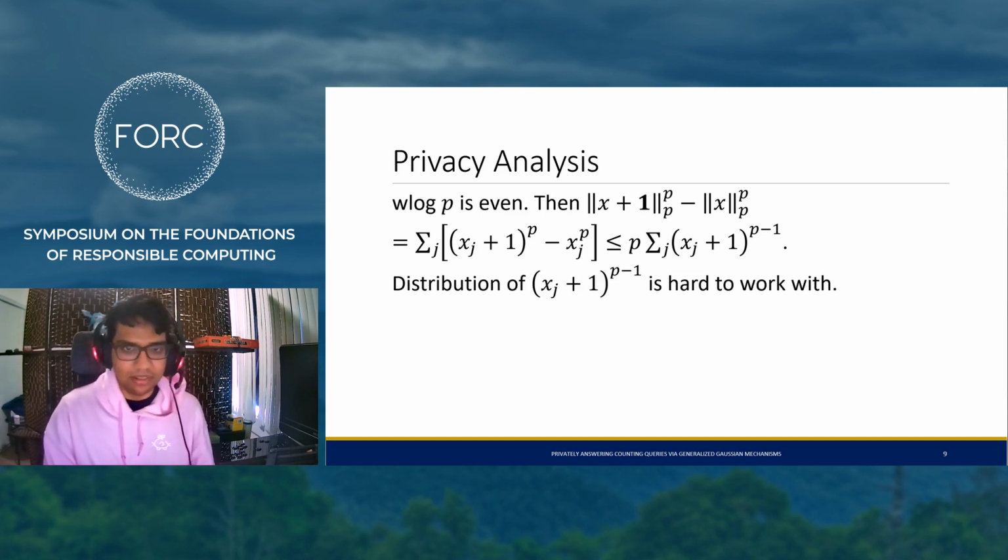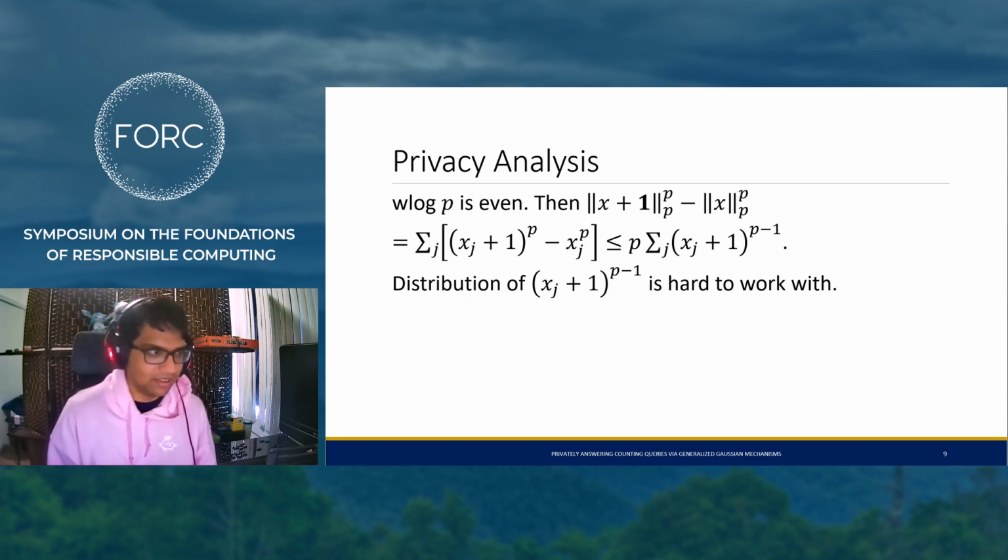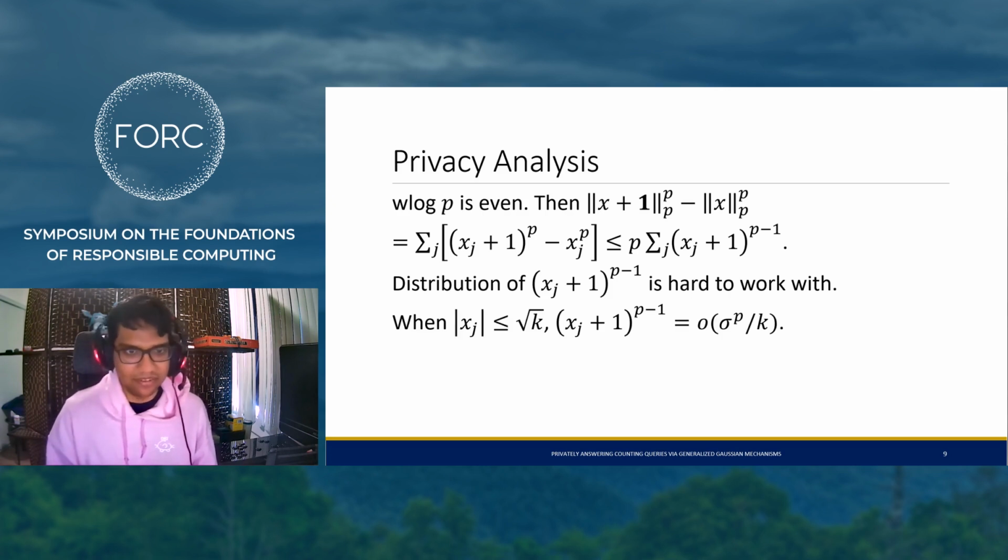The problem is that (xj plus 1) to the p minus 1 is somewhat hard to work with, because if we expand out this expression, we're going to have the sum of a bunch of different powers of xj. It'd be easier if we just had one power of xj to work with. So the way we'll get around this issue is we'll observe that when the absolute value of any xj is small, in particular because we had an upper bound on p in our result, we can settle for when xj is at most root k, then it'll turn out that for the eventual choice of sigma we use, (xj plus 1) to the p minus 1 is basically a lower order term and we can ignore it. So we don't have to worry about those.